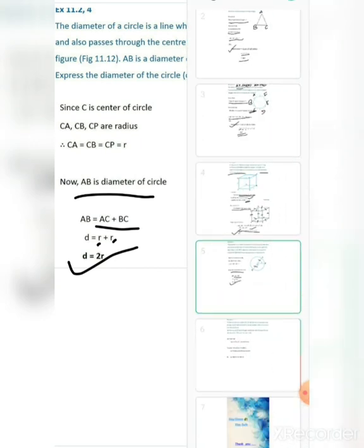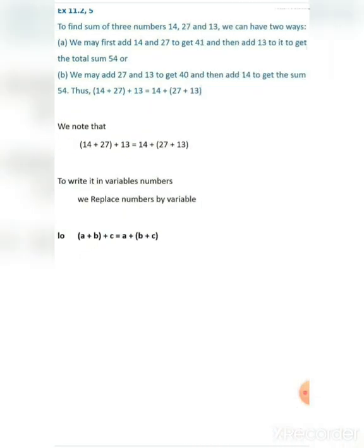Now we have reached the last sum of this exercise, and today's video also. What is there? The last sum is to find the sum of three numbers 14, 27 and 13. We can have two ways. We have to find the sum of three numbers. Which are the three numbers here? 14, 27 and 13. We can have two ways. What are the two ways?